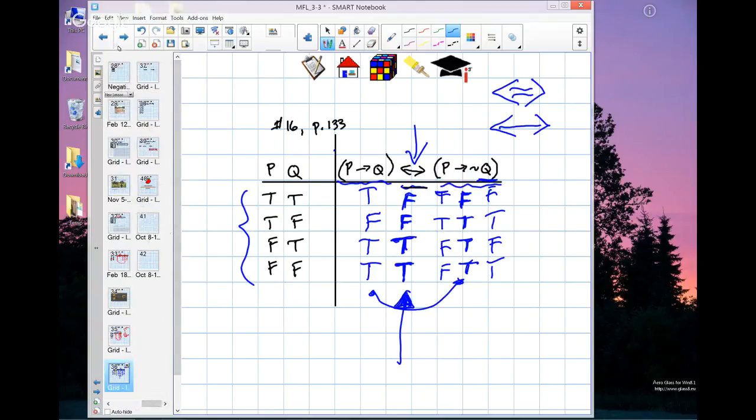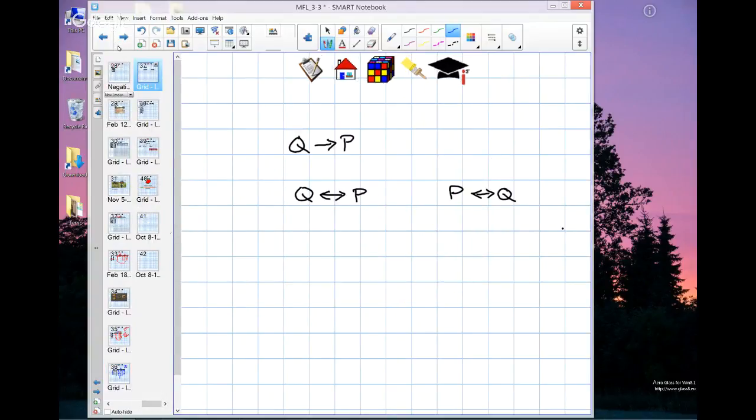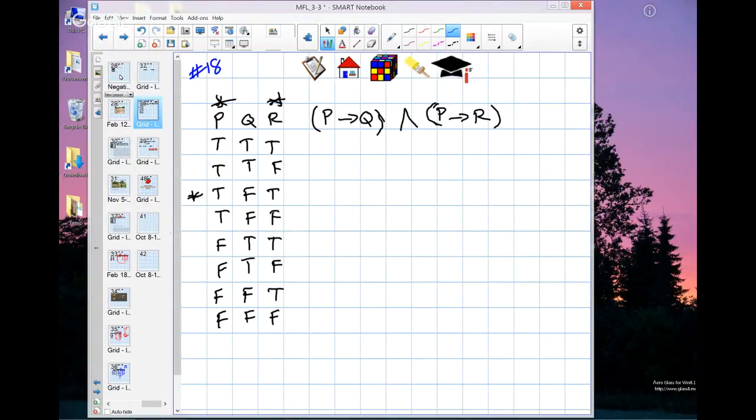Okay, let's do another. The more we can do, the better. All right, let's do this one. Now, by the way, I think this is 18 on the assignment. So let me just erase a few stray asterisks here. And this is what they're asking us to do. I'm going to turn back to red here. This is the problem. It says make a truth table for that.